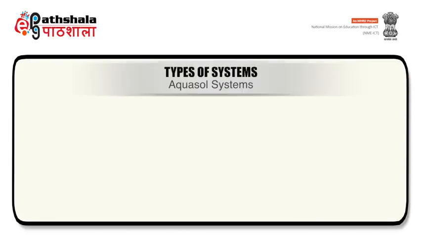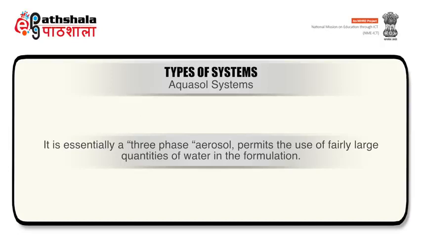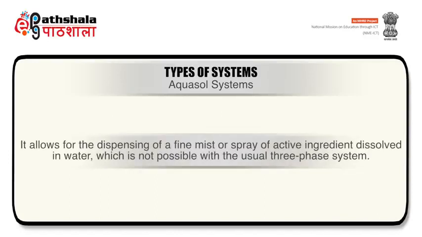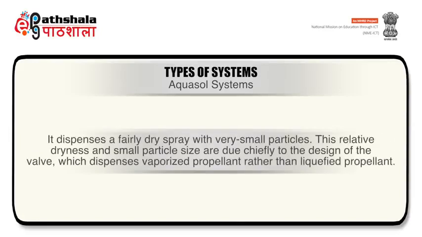Now we shall talk about the aqueous system. It is essentially a three-phase aerosol which permits the use of fairly large quantities of water in the formulation. It allows for the dispensing of a fine mist or spray of active ingredient dissolved in water, which is not possible with the usual three-phase system. It dispenses a fairly dry spray with very small particles.